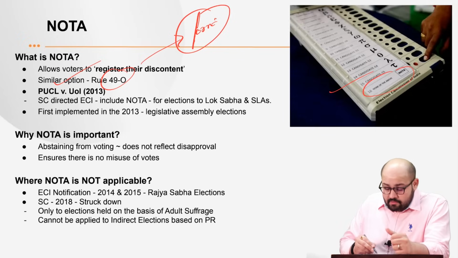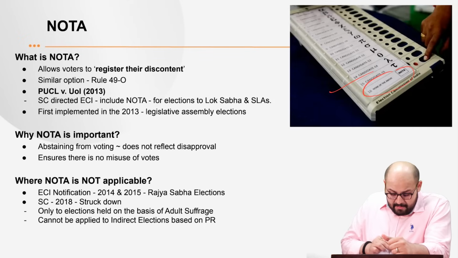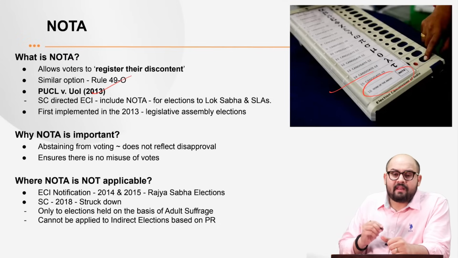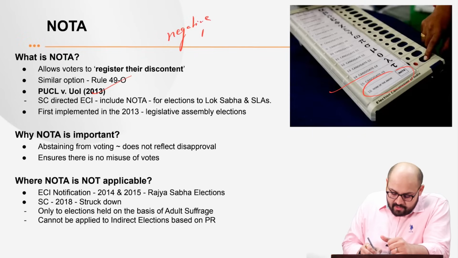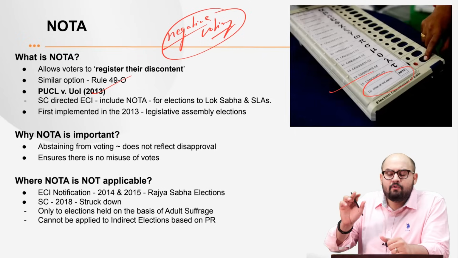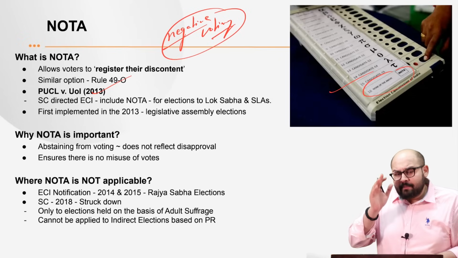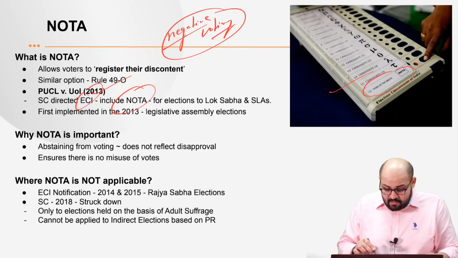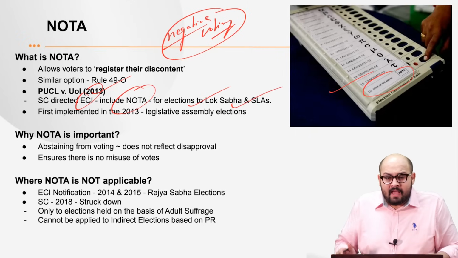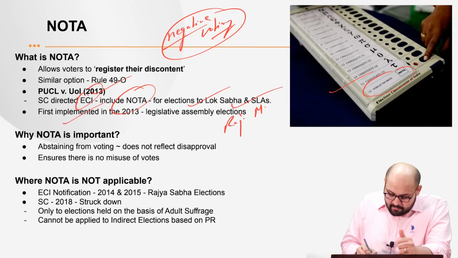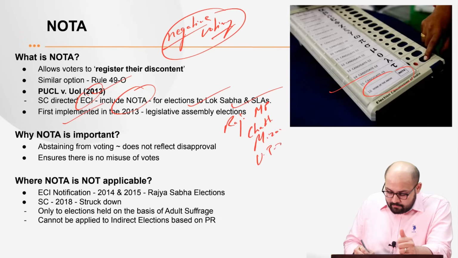So what happened in the year 2013 is that in the very famous case of People's Union for Civil Liberties versus Union of India, 2013, the Supreme Court recognized the right to negative voting. If you are not really interested in any of the candidates, you should have the right to go for this NOTA option. The Supreme Court then directed the Election Commission of India to include this option, NOTA, for the elections to the Lok Sabha and the state legislative assemblies. It was first implemented in 2013 in four states: Rajasthan, Madhya Pradesh, Chhattisgarh, and Mizoram, and also in the Union Territory of Delhi.